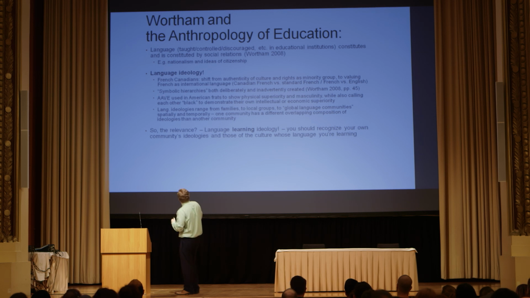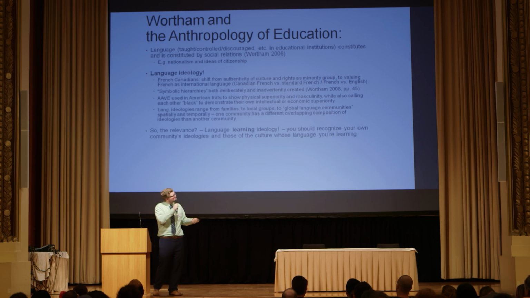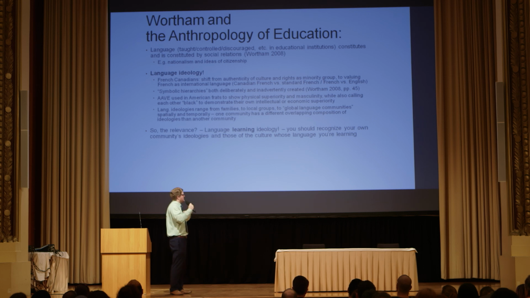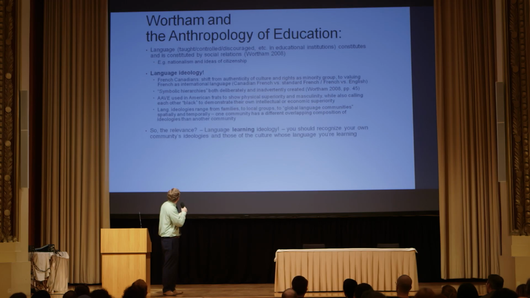African American vernacular English. He gave the example of American fraternities. Maybe you've seen them in movies like Animal House. People often mimic this way of speaking in America in frats and a lot of other similar situations to show physical superiority and masculinity. While also, if you want to call someone poor or less intelligent than you, then in this situation, a frat brother might call another black or something like that. Not the most savory example, but it shows how language is used to reinforce certain ideas about the world around you, different people, groups, etc.